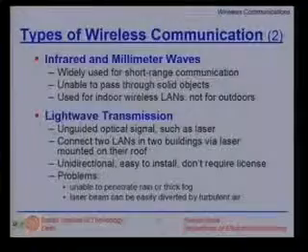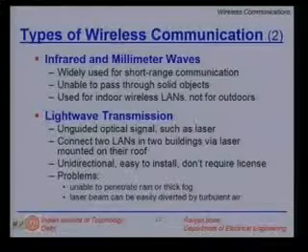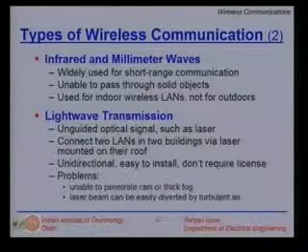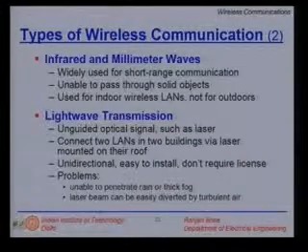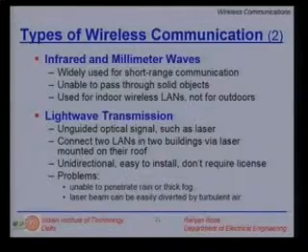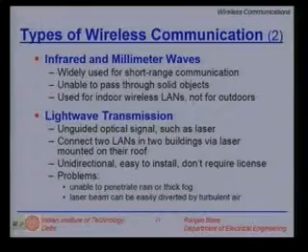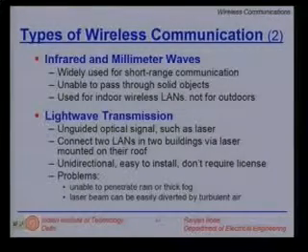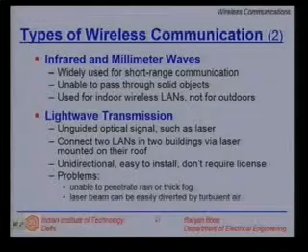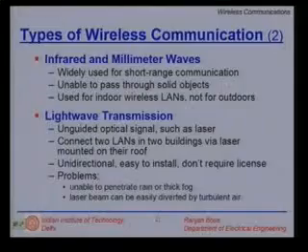Then of course we have light wave transmission. These are unguided optical signals such as lasers. We can have point to point links, interconnectivity between buildings. These are unidirectional, easy to install. Of course, they do not require any licensing. The associated problems are they are unable to penetrate through thick fog or rain.